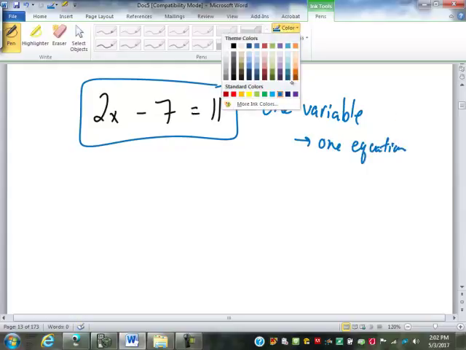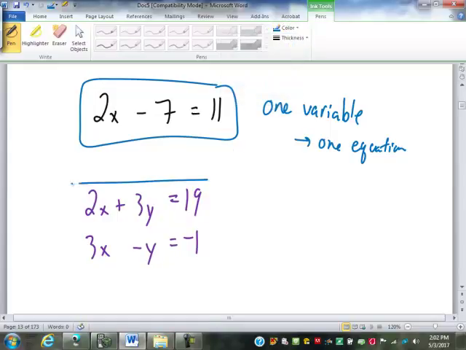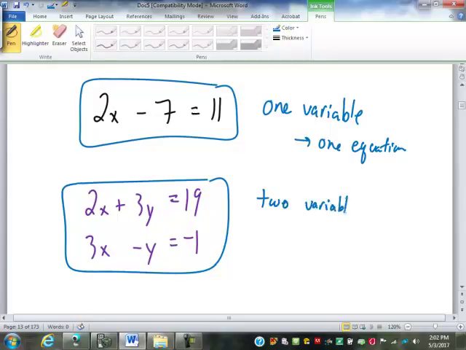Well, then we stepped up in the last few weeks. We've been looking at two variables. Something like 2x plus 3y equals 19 and 3x minus y equals negative 1. So when we had two variables, we needed two equations to solve it.